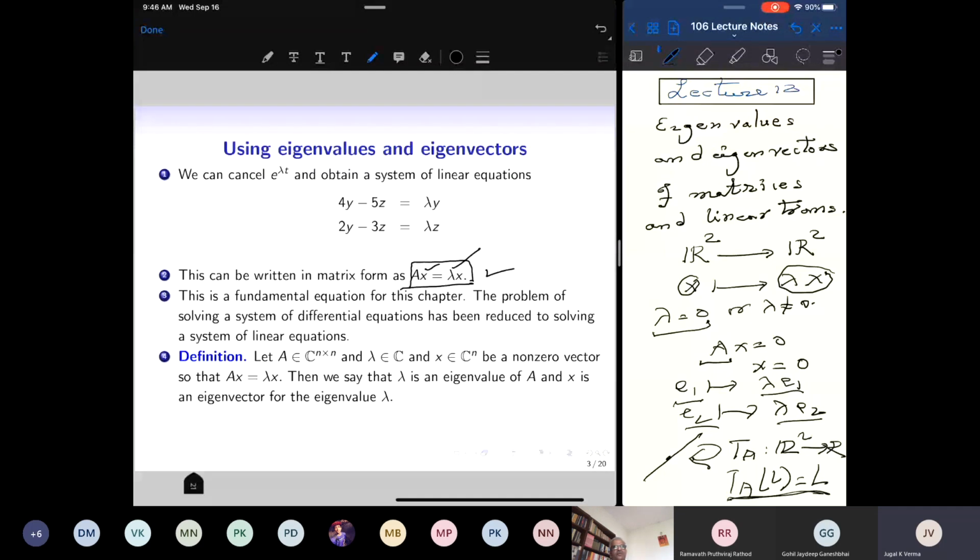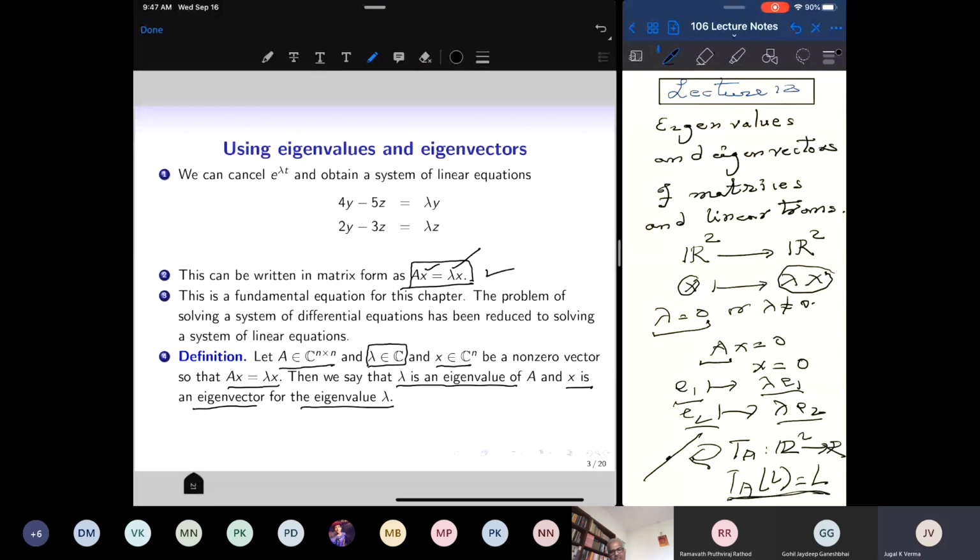This lambda is the scaling coefficient. The vector x is scaled to lambda x, and lambda is the scaling factor. So the scaling factor is called the eigenvalue, and this vector x is called an eigenvector of A. Whenever you have an n by n matrix, we can consider complex matrices, real matrices, or matrices over the field of rational numbers. Suppose I have a lambda which is in the same field of scalars, and an x which is a vector, so that Ax equals lambda x. Then we say lambda is an eigenvalue of this matrix, and x is an eigenvector corresponding to the eigenvalue lambda.